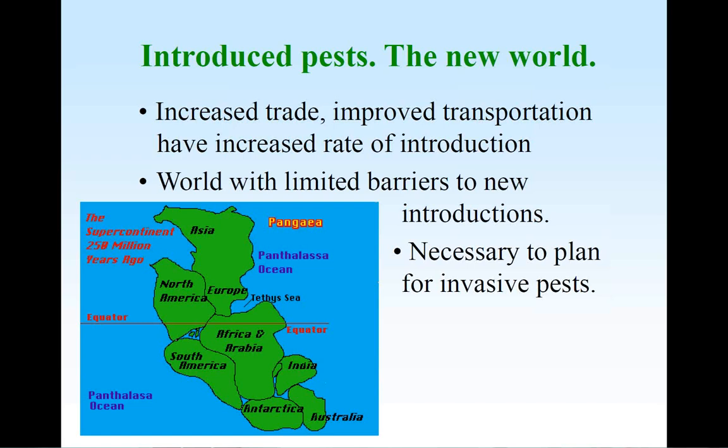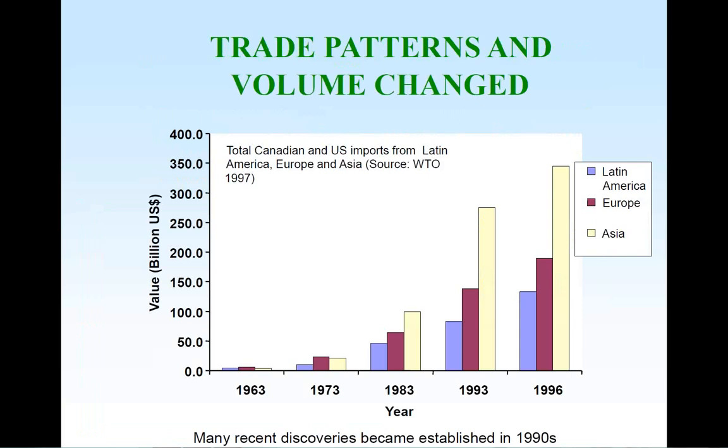One of the things that's driven that movement around the world is an increase in trade. This slide shows on the left the dollar value of goods being traded with different parts of the world and imported to North America, to the U.S. and Canada. It stops at 1996, but that's okay because a lot of the introductions we've been discovering the last 10 years or so are from introductions that occurred in the 1990s.